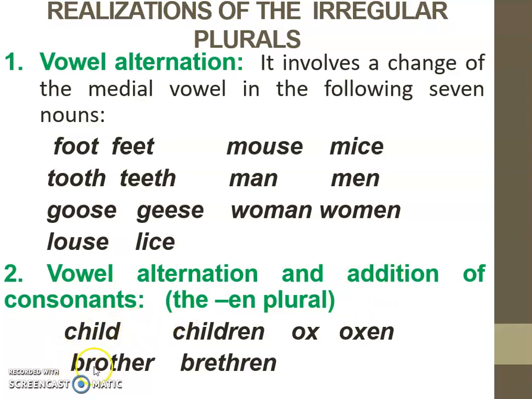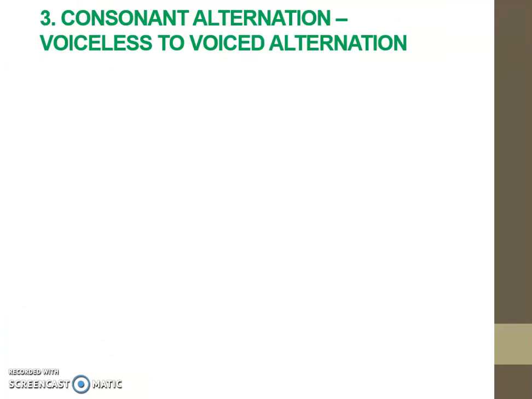So brother, brethren, ox, oxen. So in this case, the plural is realized by means of vowel alternation and addition of consonants. Fortunately, there are very few words. Now, what happens in these cases?